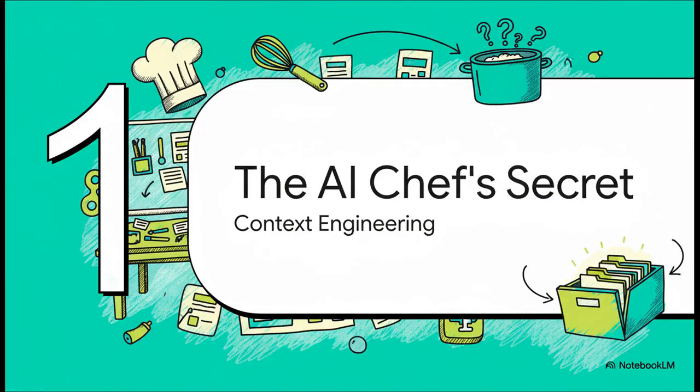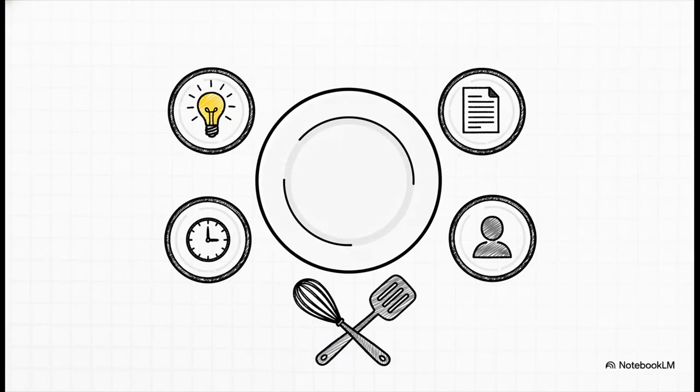So, okay, that's the problem. How in the world do we fix it? Well, the solution is to intentionally give the AI a memory. And there's a whole discipline dedicated to making this happen. It's called context engineering. And honestly, the best way to get your head around this is with an analogy from the kitchen. Think about how a great chef works.